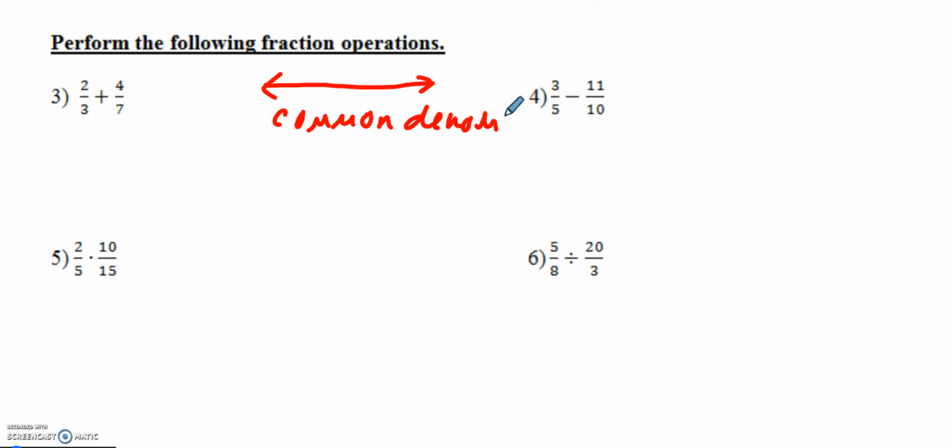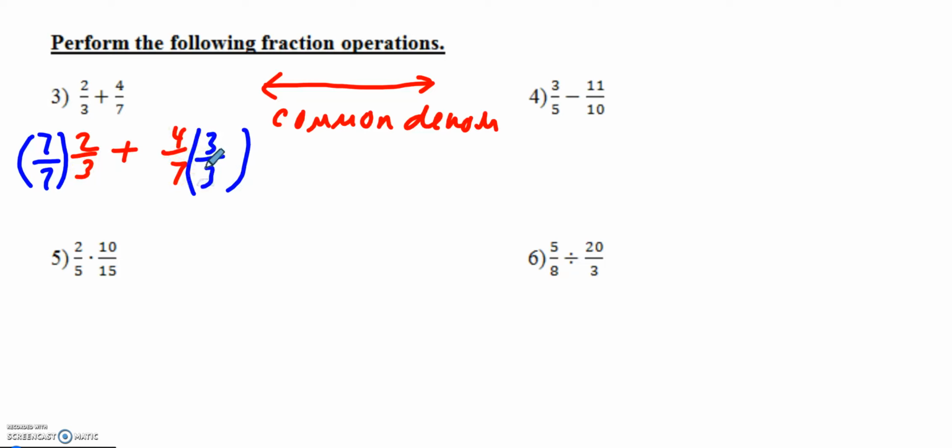For the first problem, number 3, let me just rewrite it with a little bit more room. We have 2/3 plus 4/7, and what we need is a common denominator. So the common denominator between 3 and 7 is 21, and the way you can think about it is this denominator currently has a 3, and we need the 7. So we'd multiply top and bottom by 7. This fraction has the 7, it needs the 3, so we'd multiply top and bottom by 3.